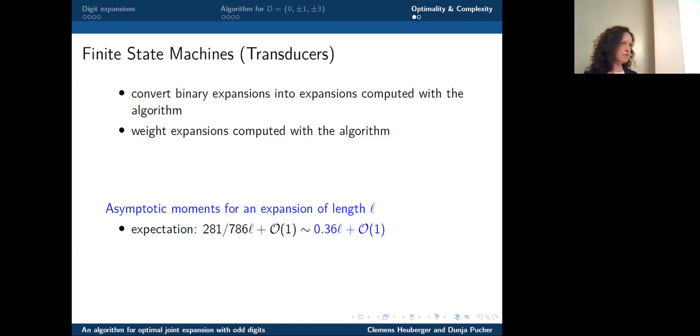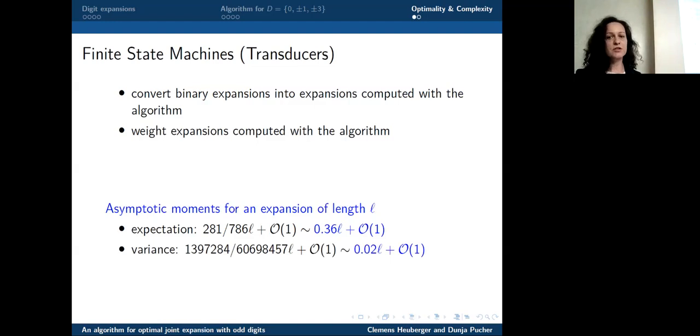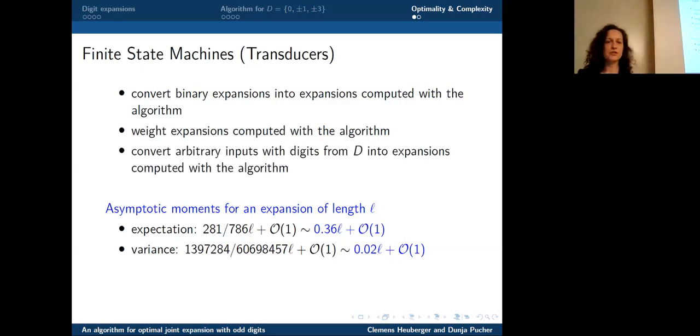So we will have 36% of non-zero columns, and the rest, 64% of the columns, will be 0 columns, and we do not have to make addition. And the variance, we also have information about the variance. So this is 0.02 L plus terms of order 1. So this is now information about the average weight, but it doesn't prove the optimality. And for the optimality, we built a third transducer, which converts arbitrary inputs with digits from our digit set into expansions which are computed with our algorithm.